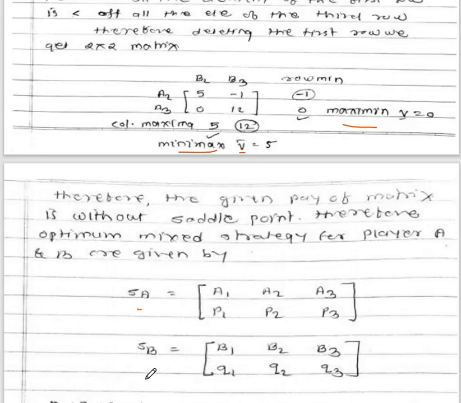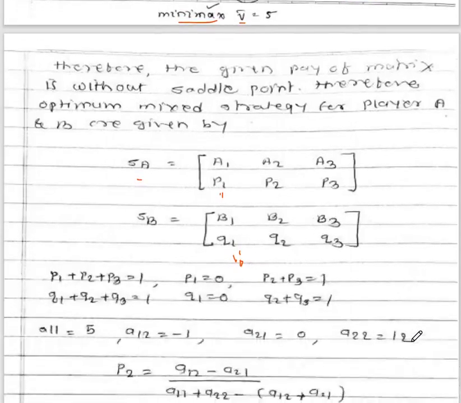And the mixed strategy for player B is B1, B2, B3 with probabilities Q1, Q2, Q3. This is the total mixed strategies. If you observe here, A1 is deleted and B1 is deleted. Therefore, P1 will be 0 and Q1 will be 0 here.